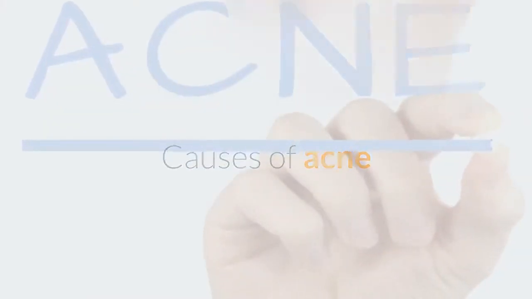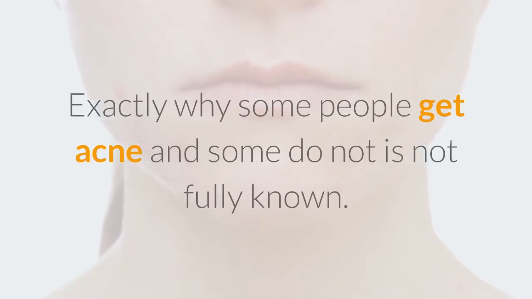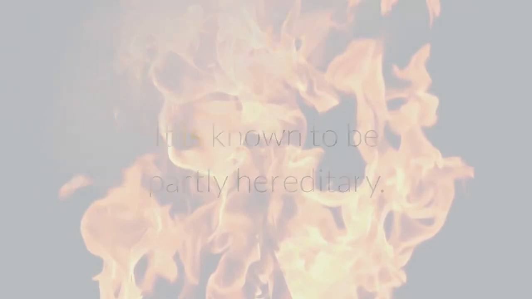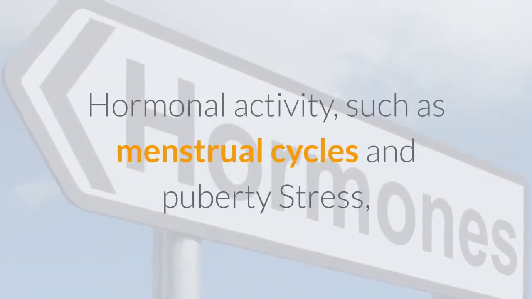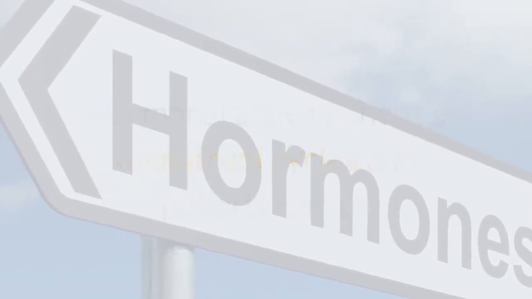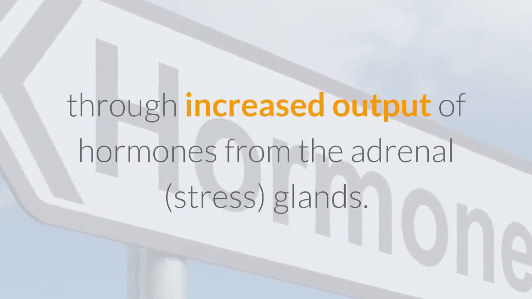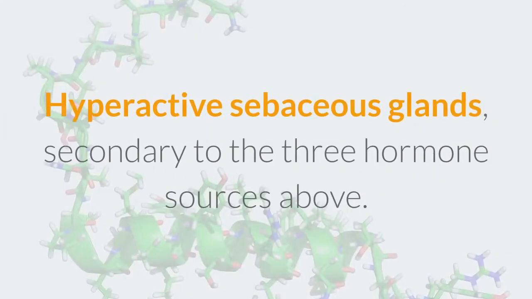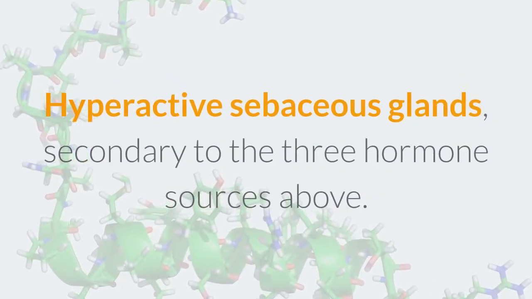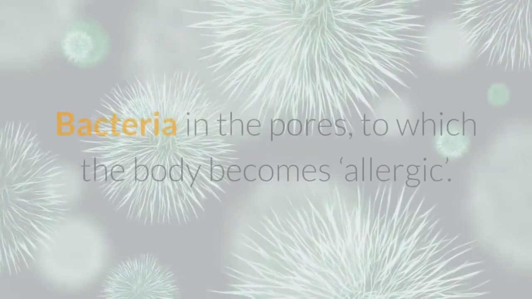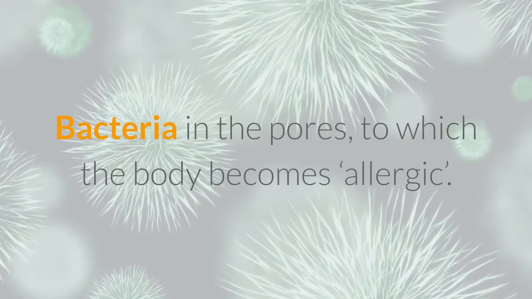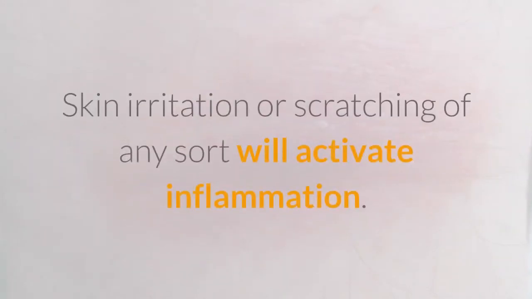Causes of acne. Exactly why some people get acne and some do not is not fully known. It is known to be partly hereditary. Several factors are known to be linked to acne. Hormonal activity, such as menstrual cycles and puberty stress, through increased output of hormones from the adrenal glands. Hyperactive sebaceous glands, secondary to the three hormone sources above. Accumulation of dead skin cells. Bacteria in the pores, to which the body becomes allergic. Skin irritation or scratching of any sort will activate inflammation.